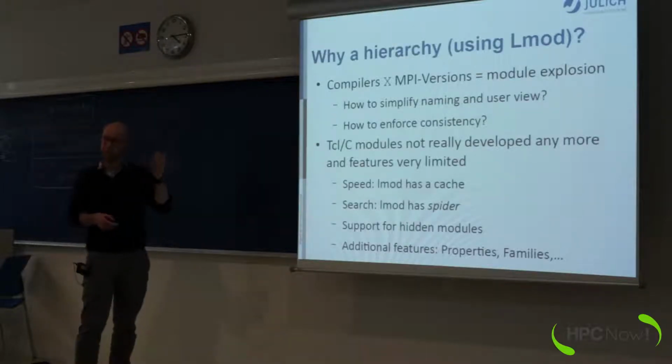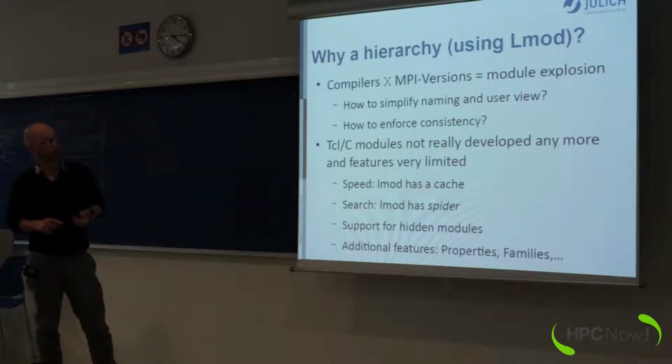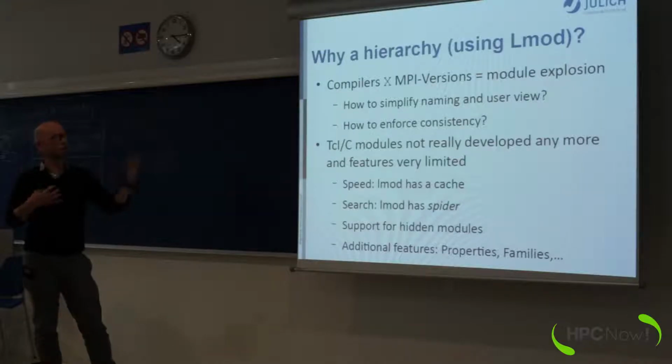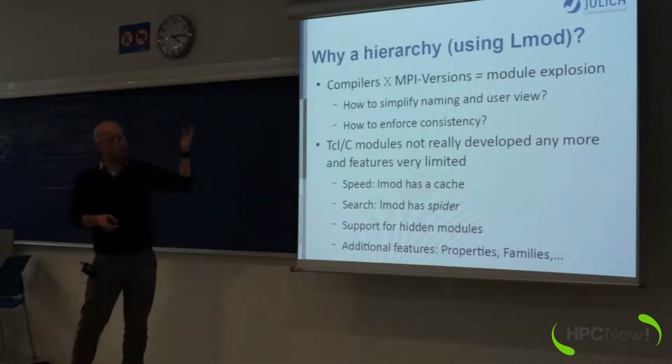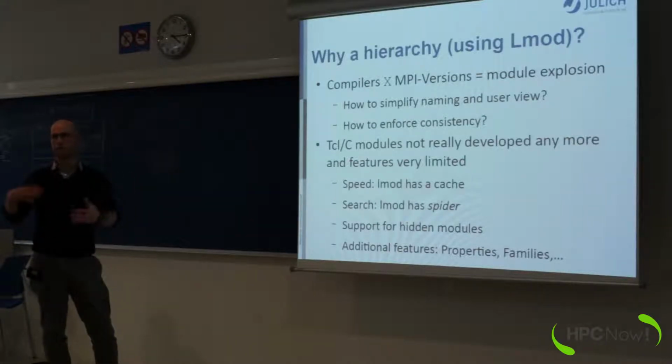Why do we choose a hierarchy, and why do we use Lmod? The problem for us is that because we have this architecture that includes GPUs and everything, we have to support multiple compilers. We have GCC, the Intel compilers, and PGI. And then we have a lot of different MPI versions that we have to support: Intel, two versions of ParaStation MPI, the non-threaded and the threaded versions, and then a GPU-aware MPI as well. There are 4 MPI implementations. For us, that's a module explosion, right? How do you differentiate between them? The hierarchy was really to simplify the naming and the user view, so how people see things. And then we also wanted to enforce some consistency, so that people don't mix and match software from different toolchains.